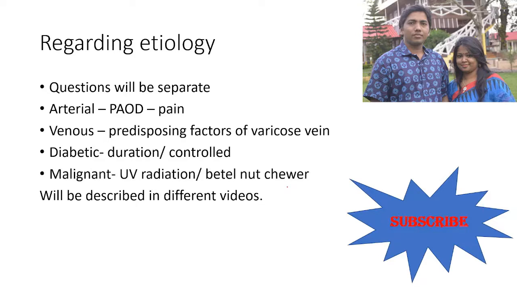And in case of malignant ulcers, you need to ask about the occupation or exposure to ultraviolet radiation. Or if you find any ulcer in the oral cavity, you need to ask whether he or she is a betel nut chewer or not.